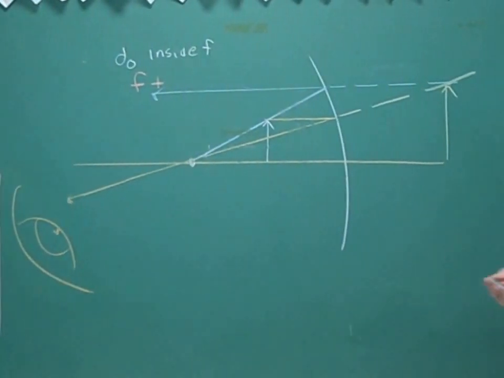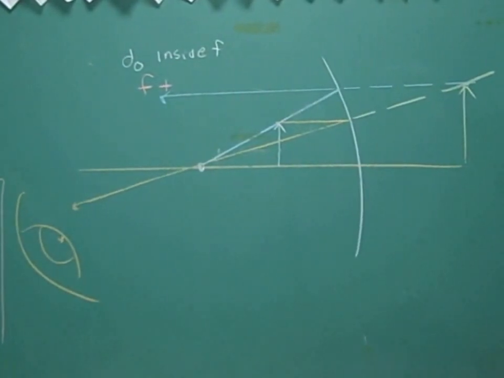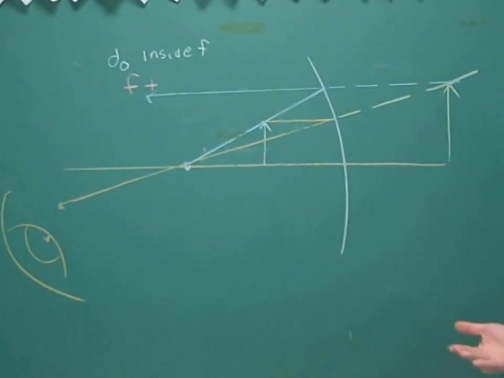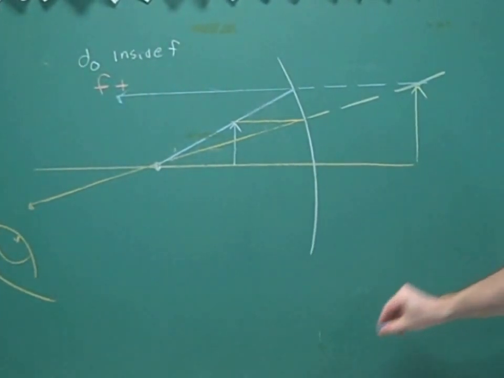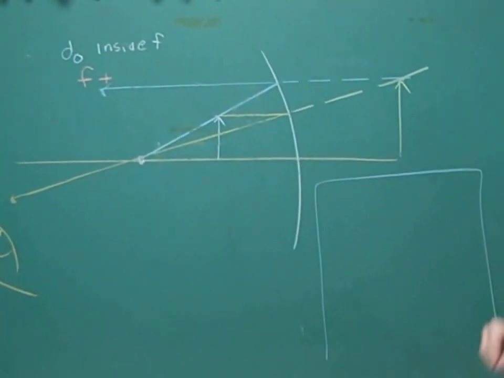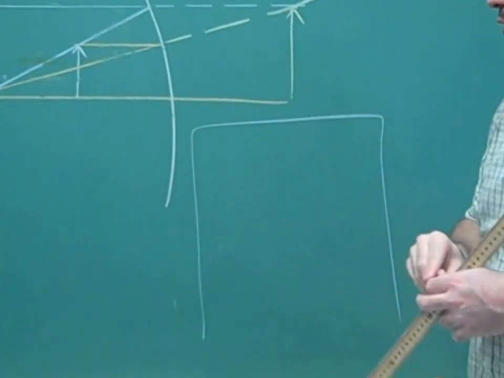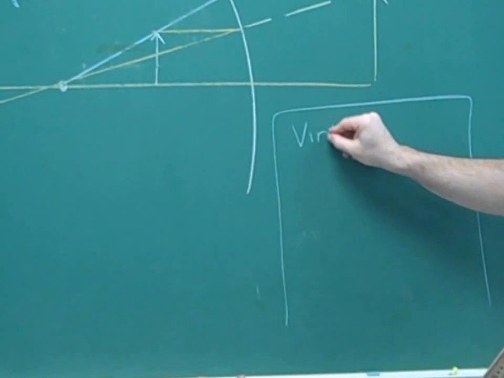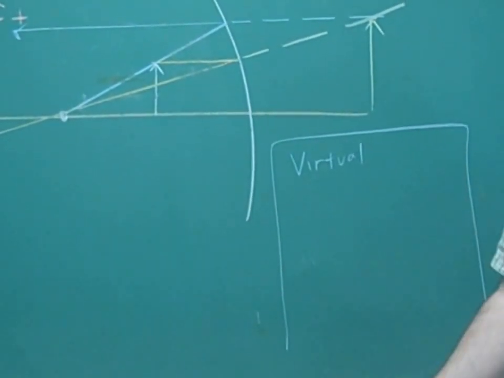Here's our image. This is where it appears to have been made. In reality, this is happening in your brain. And your brain makes it seem like it's behind the mirror. Okay, is this a real or virtual image? Well, it's upright, so it's got to be virtual. In addition, it's behind the mirror. Light shouldn't go behind the mirror.